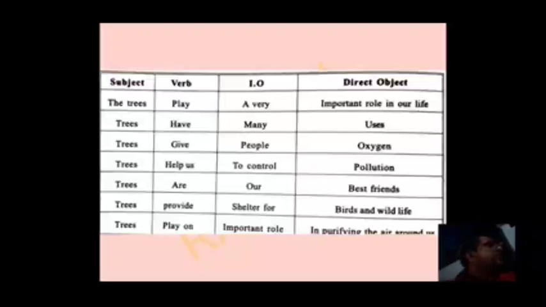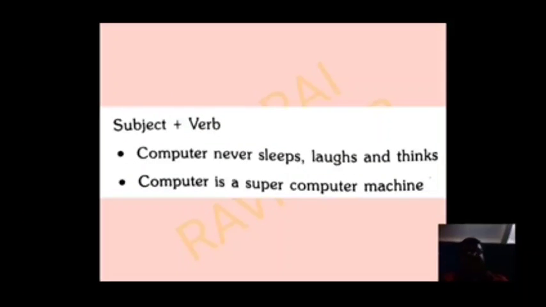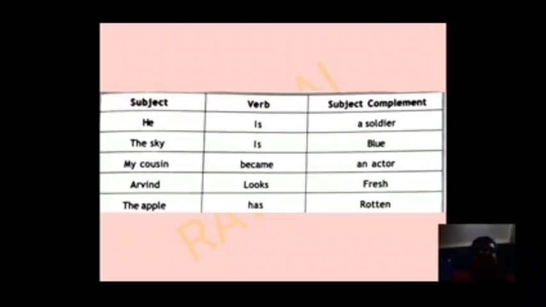Trees are our best friends. Trees provide shelter for birds and wildlife. Trees play an important role in purifying the air around us. Right, Chinna? So, subject plus verb. Computer never sleeps, laughs or thinks.